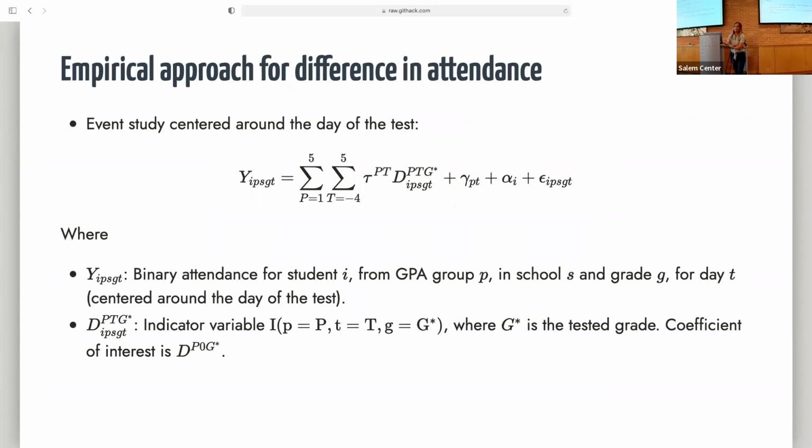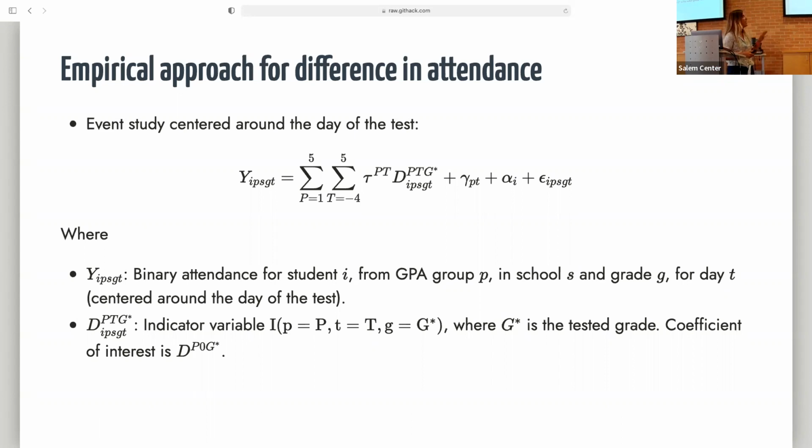So what's the empirical approach that we're using in order to identify this causal effect on attendance? We're going to use a very standard event study approach. Basically, we're going to take a window of 5 days before the test, 5 days after the test. We've tested this with different window sizes. And this was kind of the best that we could do, given the size of the data. The server kind of collapsed when we got a larger window.